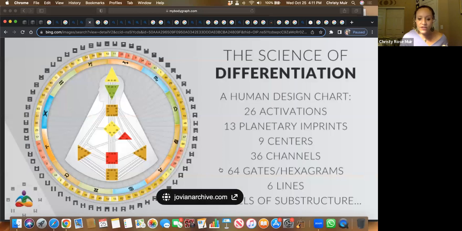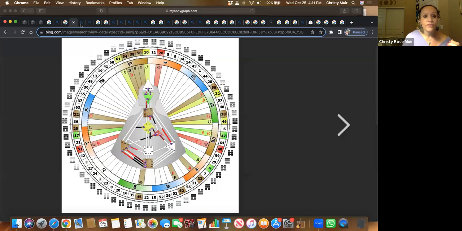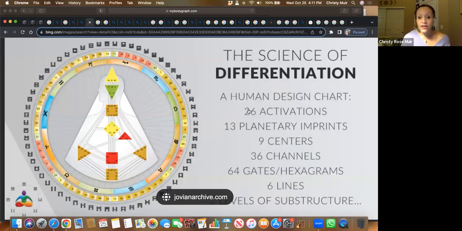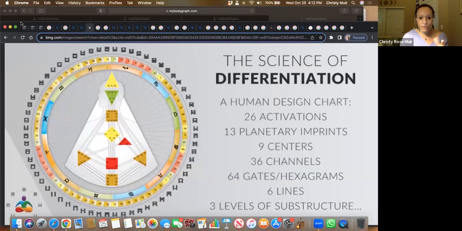And then covered up right here by this little hover-over is that there are levels of substructure built into this body graph. So substructure means that we go even deeper than the level of these 26 activations, 13 planetary imprints, 9 centers, 36 channels, 64 gates, 6 lines, which creates a vast array of potential for variation, for variety, meaning uniqueness. But there are also 3 levels of substructure that go deeper. And that means that there's even more potential for variation, variety, AKA uniqueness, meaning your body graph is one of a kind. It will never be repeated because of all of these different layers of uniqueness that are represented in this infographic.